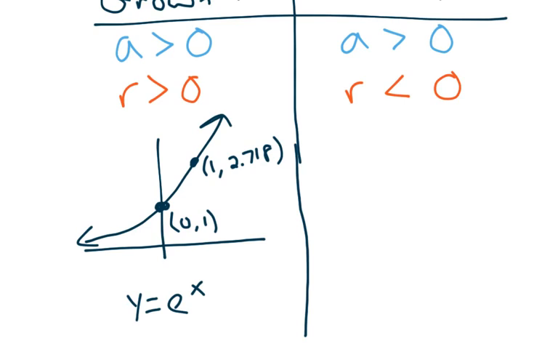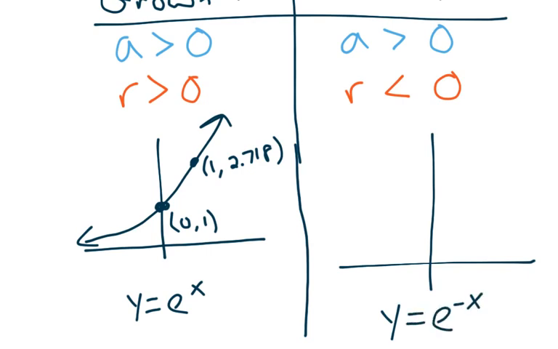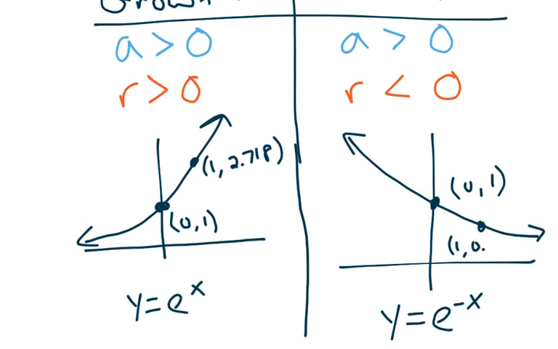Okay, for the decay function, the basic one would be y equals e to the negative x power. That function looks something like that. This point right here is still 0, 1. But this point here, where our x value is 1, that's going to be 1 comma, and then it'd be the reciprocal of e, which, if you type that in your calculator, is about 0.368.